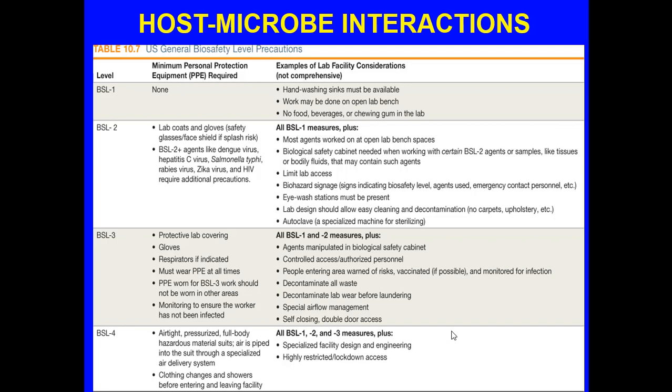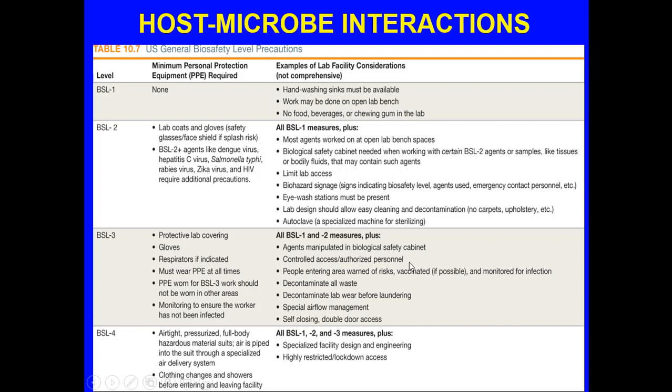BSL level 2 plus is when you're starting to mess around with slightly more infectious agents like Salmonella typhi, rabies virus, Zika virus, HIV, in some cases hepatitis C, dengue virus. But then you get into BSL-3. Now look at some of the organisms here. These would be really nasty ones. Therefore, the agents are manipulated in a biological safety cabinet.